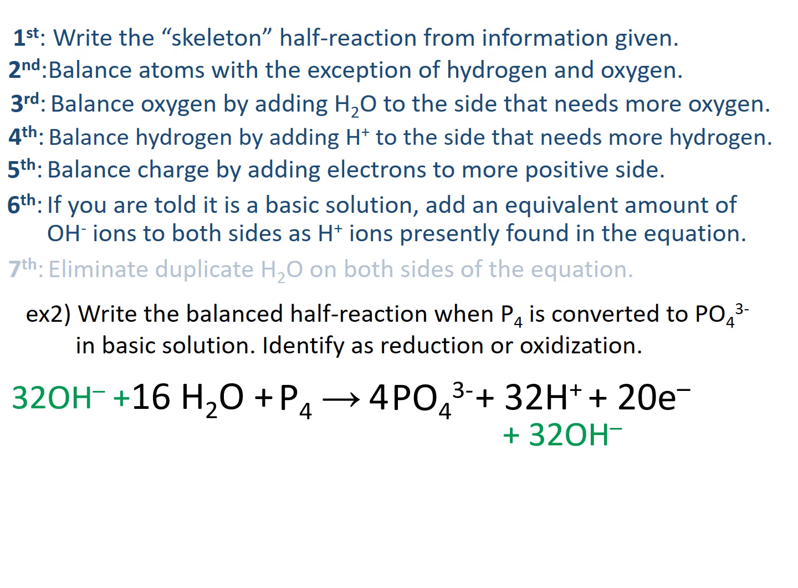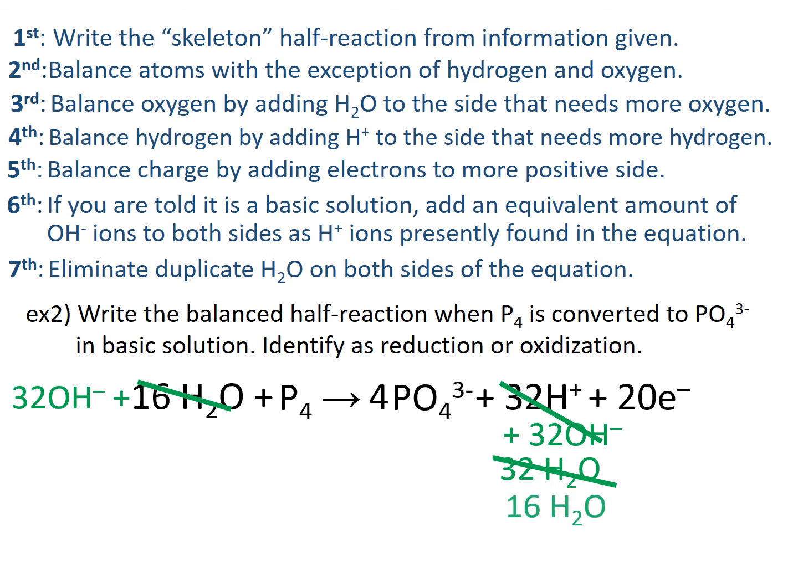And we know that an H plus and an OH minus come together to make water. So 32 H pluses coming together with 32 OH minuses will make 32 water molecules. And that brings us to the last step. Eliminate duplicate waters on both sides of the equation. So I've got 16 on the left, 32 on the right. That means I can get rid of 16 waters on either side of the equation. So that will take out the 16 waters in total on the left-hand side. And when I take 16 away from the right-hand side, that is going to leave 16. 32 water molecules subtract 16 water molecules, leaves me with 16 water molecules.